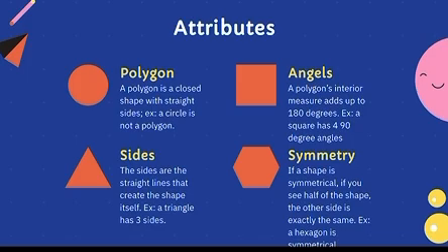And then with the triangle, sides. The sides are straight lines that create the shape itself. For example, a triangle has 3 sides. Then finally, for the hexagon, symmetry. If a shape is symmetrical, if you see half the shape, the other side is exactly the same. For example, a hexagon is symmetrical.